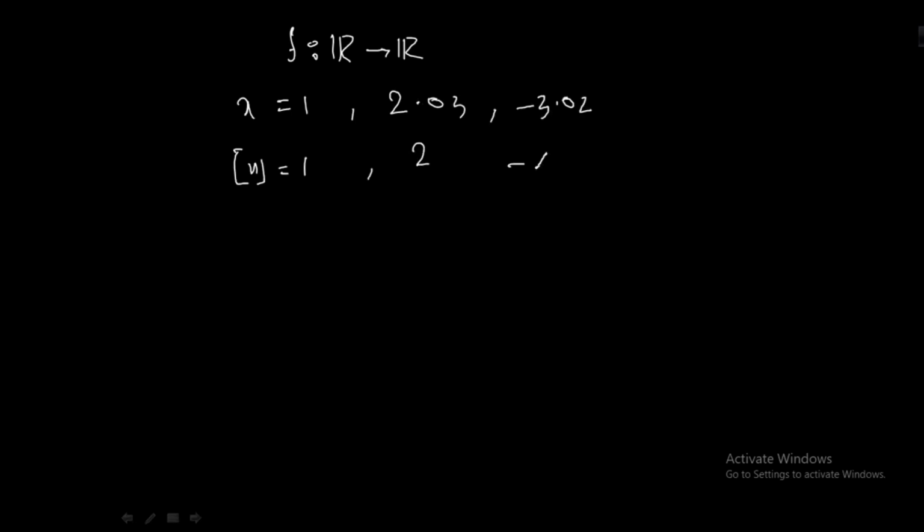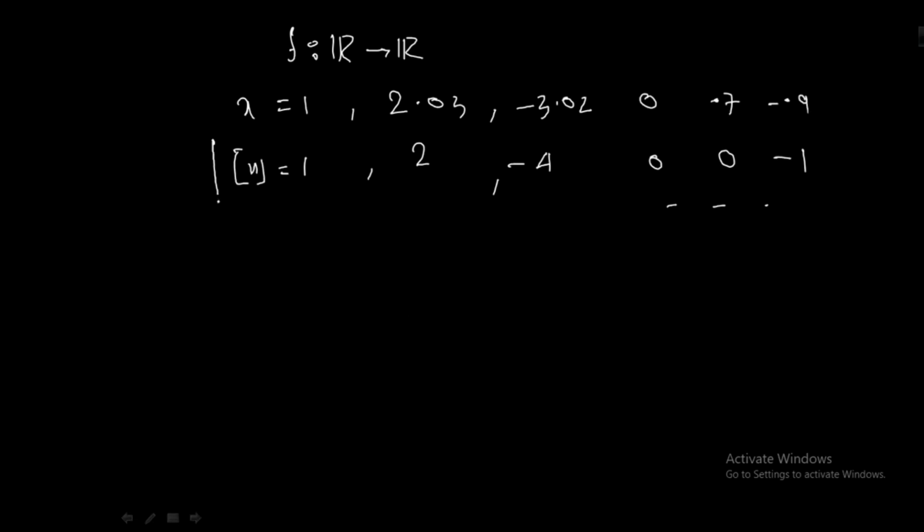So now let us consider the function f from R to R. Now let us consider the images. If x is equal to 1, then the box value will be 1. If x is equal to 2.03, then we take the integral part, that is 2. If -3.02, it will be -4. If it is 0, then it will be 0. If it is 0.7, then it will be 0. If it is -0.9, it will be -1, and so on.